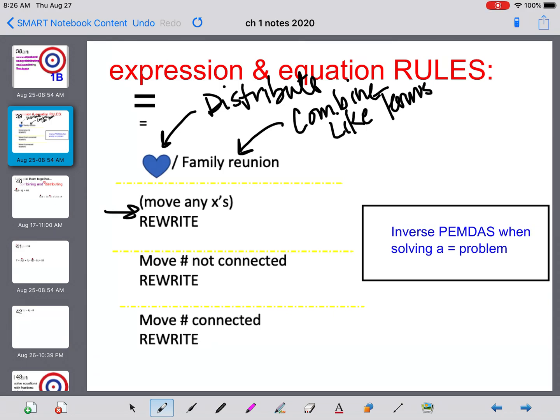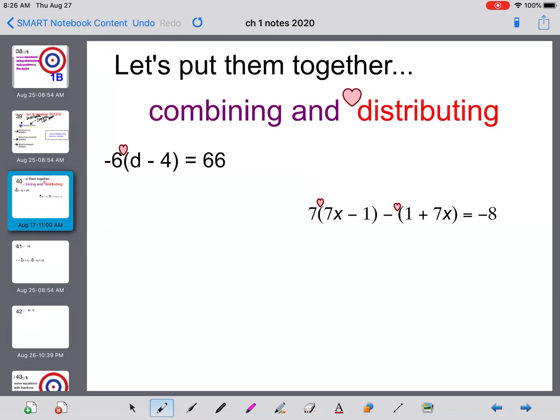And then if I have any x's that I need to move, I'm going to move them first. But we're going to save that one. Right now, we're going to just be working with variables on one side of the equal sign. I believe our next lesson, we will start working with variables on both sides. So if I needed to move an x from one side of the equal sign to the other, I would do it next, okay? But for right now, we're going to move the number that's not connected to the variable first, and then we're going to move the number that's connected. So let's see how we use these rules to solve a problem, okay?